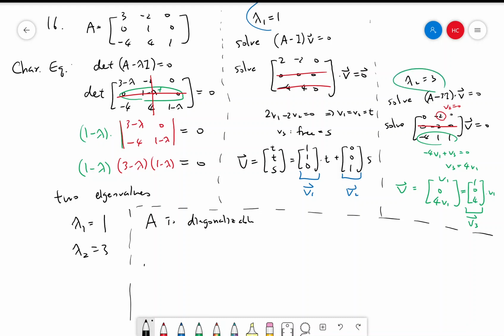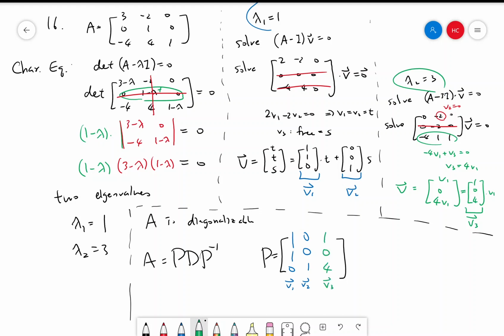So A is equal to P D P inverse. P is the matrix with eigenvectors being on the columns. So 1, 1, 0, 0, 0, 1. This is the first two eigenvectors. And the third eigenvector is 1, 0, 4. This is the third eigenvector.